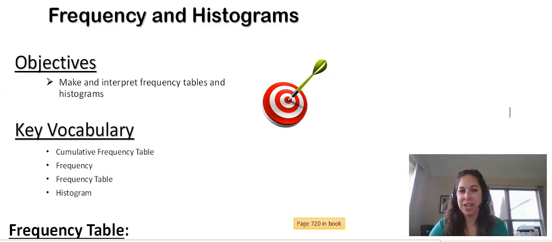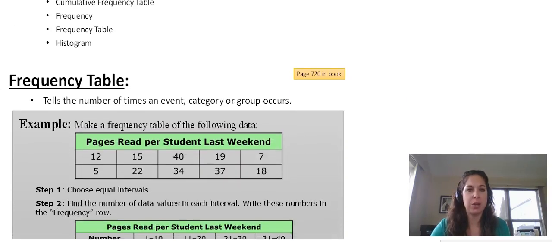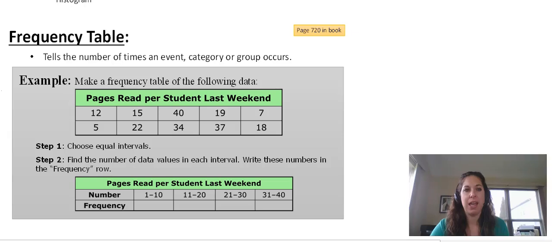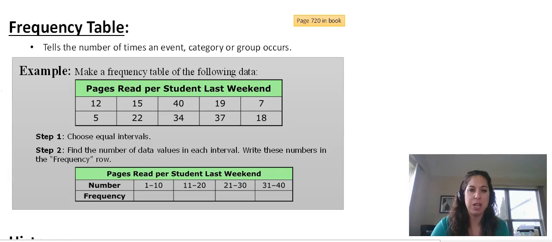Hello, this short video today is over frequency tables and histograms. There are many ways to organize and display data, and sometimes it's useful to organize and display data into intervals, and this is where a frequency table would come into play. A frequency table tells us the number of times an event or category or group occurs.